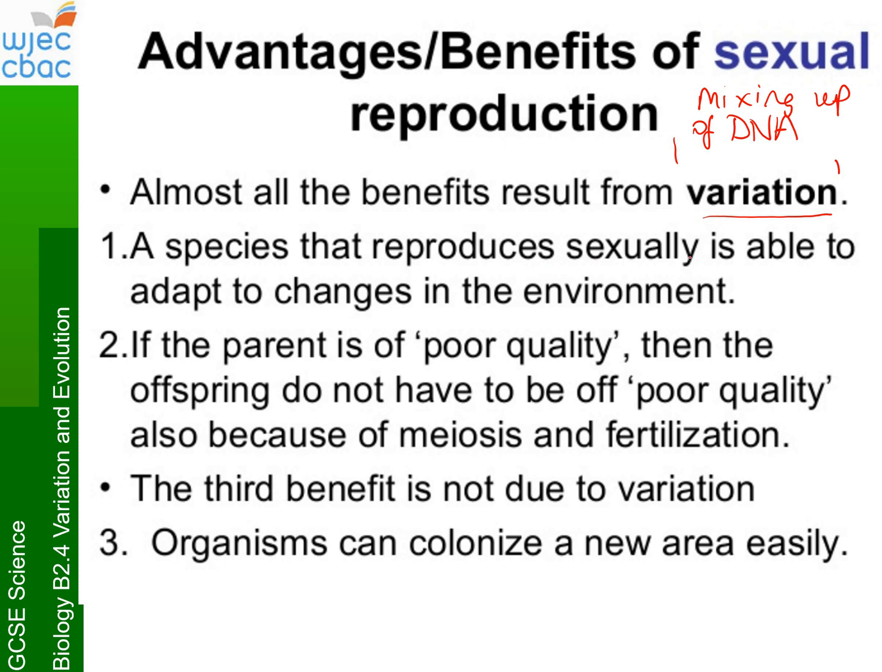A species that reproduces sexually is able to adapt to changes in the environment, because they can evolve. If the parent is of poor quality, then the offspring don't necessarily have to be of poor quality, because of meiosis and fertilization, the mixing up of the DNA and then rejoining of half of the DNA from one parent and half from the other. And finally, organisms can colonize a new area very easily, because they've adapted perhaps to changes in that area.